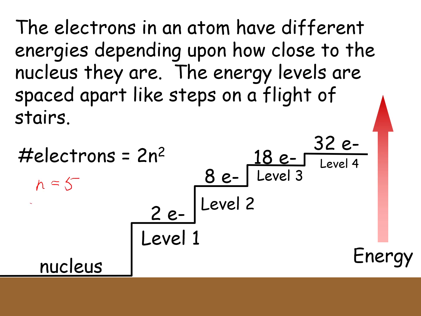So that means that the number of electrons, and a handy-dandy abbreviation for electron is e with a little negative sign on it, so you don't have to write the word out all the time, is equal to 2 times 5 squared. 5 squared is 25. 2 times 25 is 50. So if your energy level is the fifth one, then we can hold a maximum of 50 electrons.